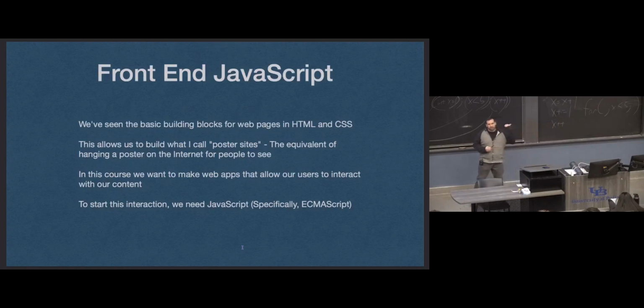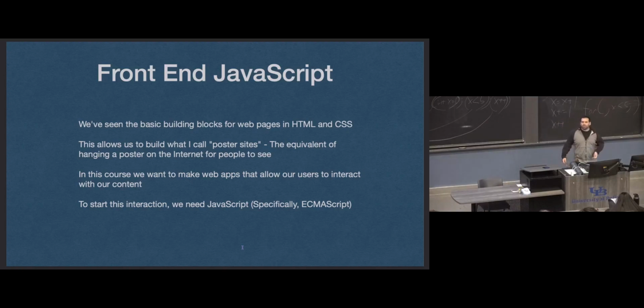We have HTML for structure, CSS for style. JavaScript is going to give us the functionality. What JavaScript does for us is actually makes our pages dynamic. We can actually do stuff. Everything through HTML and CSS that I talked about, nothing in there did anything. It just displayed information to the user and prettied up that information. This is what I call poster sites, or other people would just call them websites, as opposed to web apps, which we want to build in this course, where you're just displaying information.